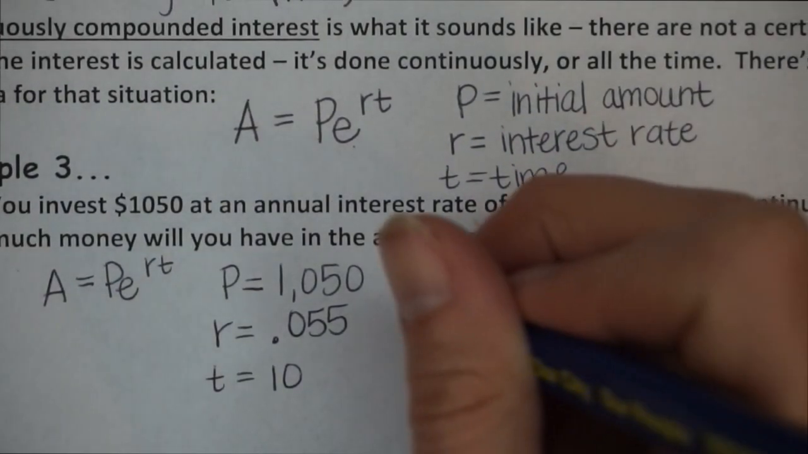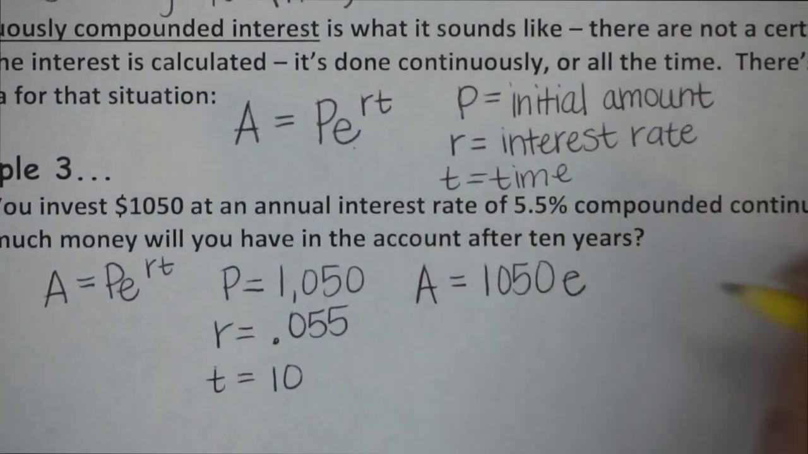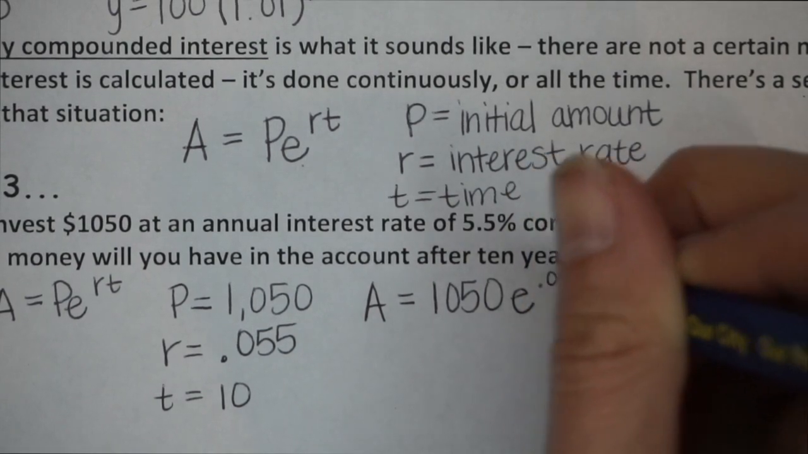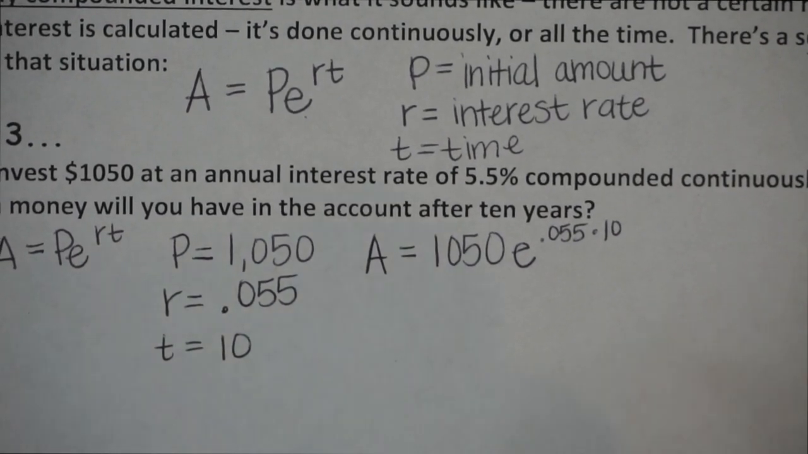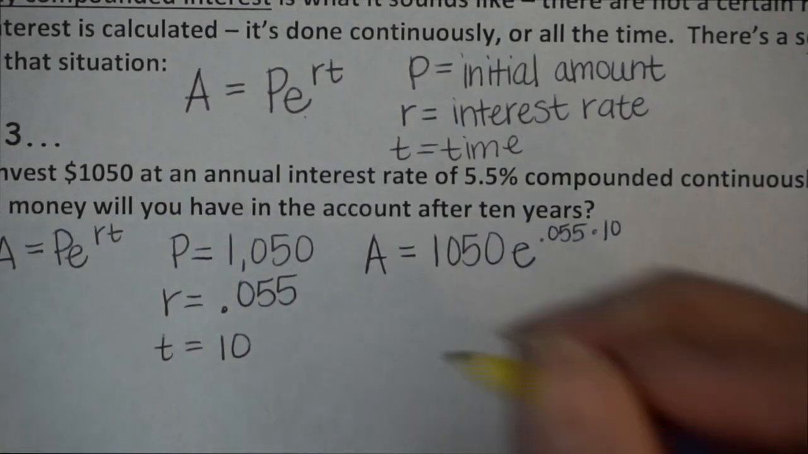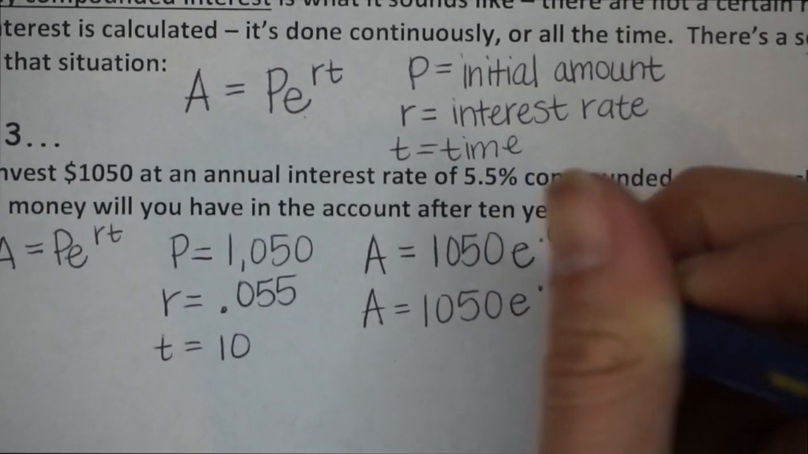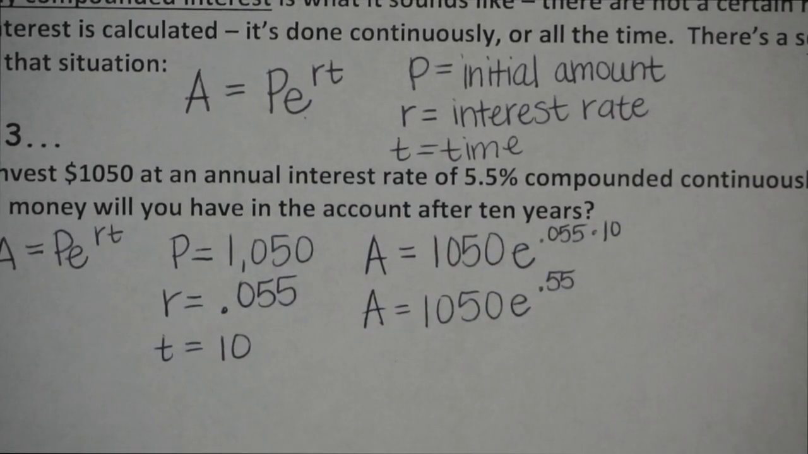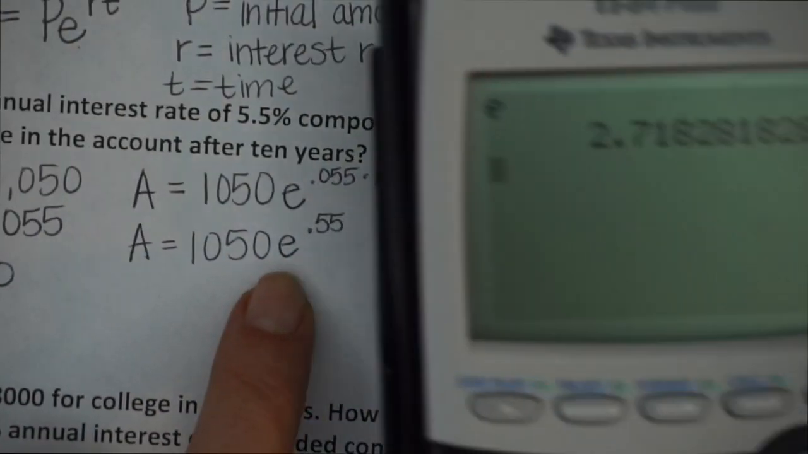So we're going to plug those in. A is equal to 1050 times E to the R times T. So 0.055 times 10 is all in the exponent. If you multiply those, 0.055 times 10, you actually get 0.55, the decimal, there's not the 0.0 anymore. And then we're going to raise E to the 0.55 power.